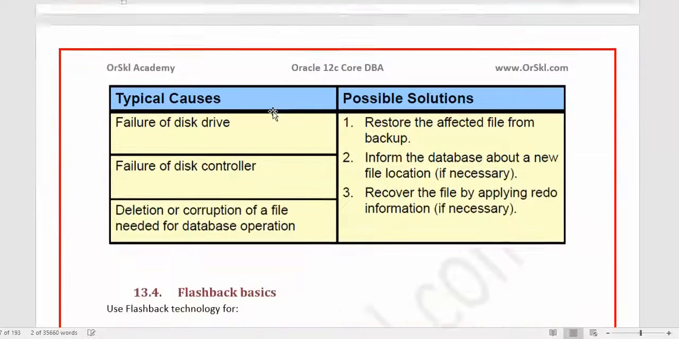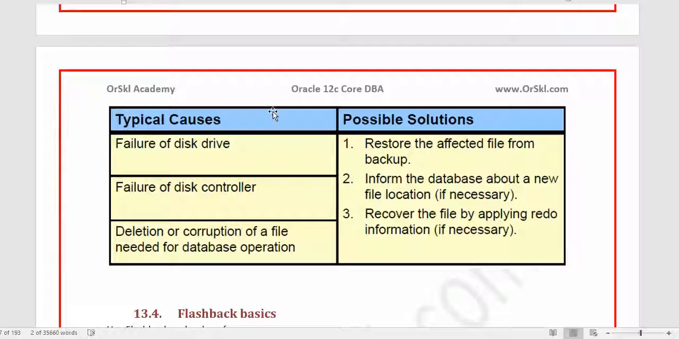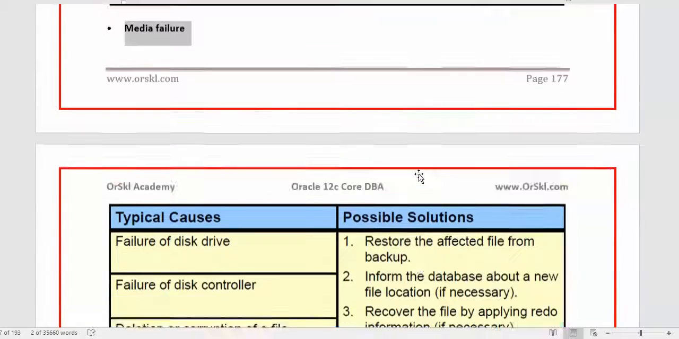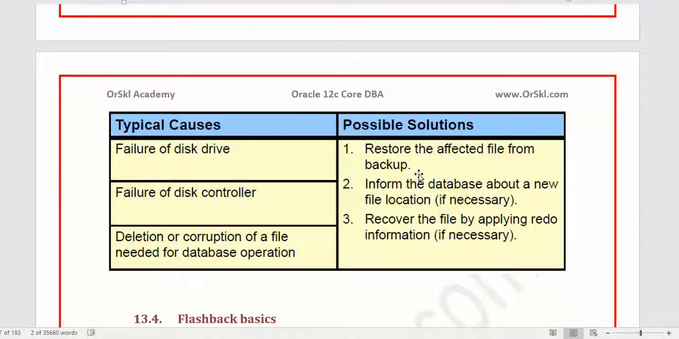Then the last one is media failure. As I told, if the disk is gone, if the disk drive is gone, or the disk controller is gone, or a complete deletion or corruption of a data file has happened on the hard disk, the only thing is you will be completely dependent on the backup copies that you make, and from the backup copies you will have to restore the data and get back to your database. Okay, so that is all the failure types you have to face as an Oracle DBA.